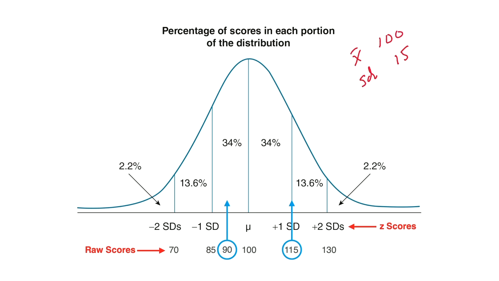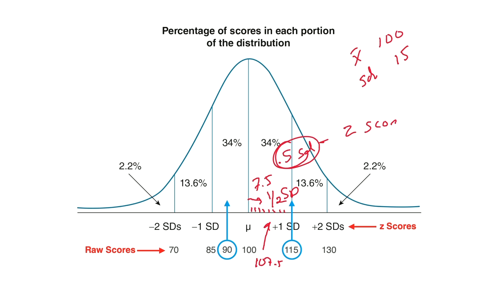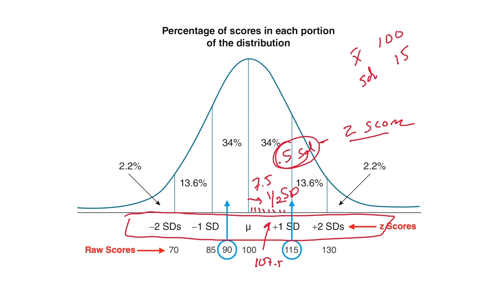And of course, there's all kinds of units in between. So about halfway here, maybe 7.5 points, is going to be 1/2 standard deviation. The actual score might be 107.5, but that would translate into 0.5 standard deviations. This right here is called a z-score. These right here are considered the same data, except it's expressed in units of standard deviation.